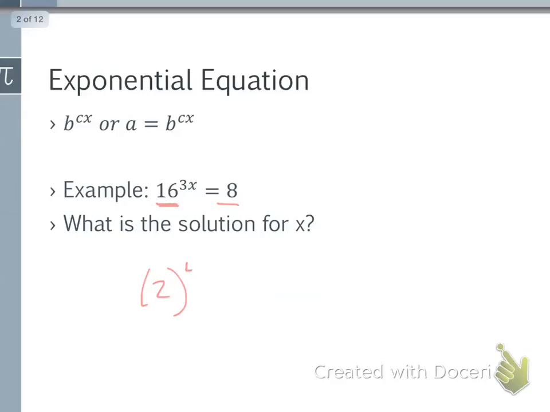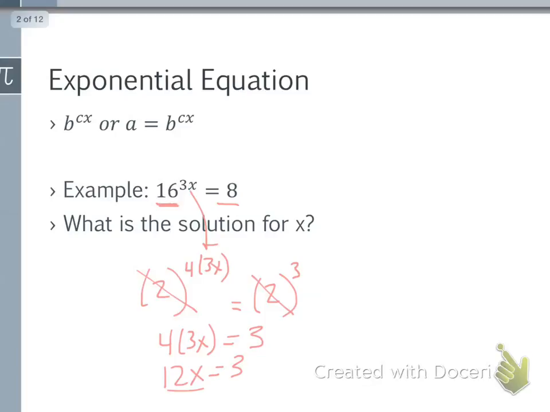Well, I know 2 to the 4th can, and I still have this 3x with it. Now I have to have the same base over here, so 2 to what can get me to 8? Well, 2 cubed can. If I have the same base, I have 4 times 3x is equal to 3. 4 times 3x is 12x, so I'm now just solving for x. So I divide by 12. X is equal to 1 over 4. So if I plugged 1 over 4 in here and plug 16 to the 3 times 1 over 4, I should get 8 as my answer.